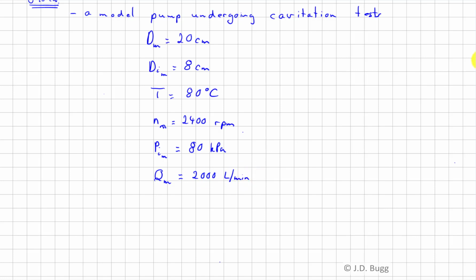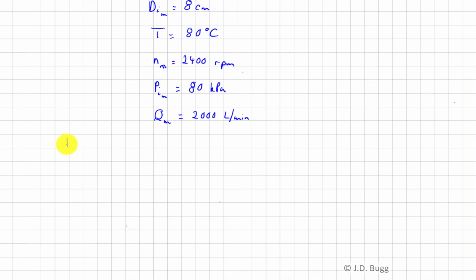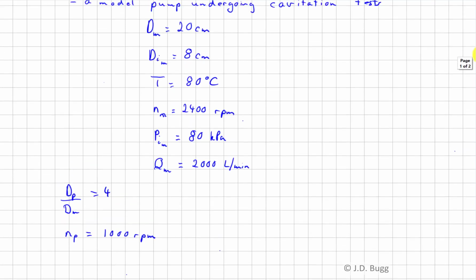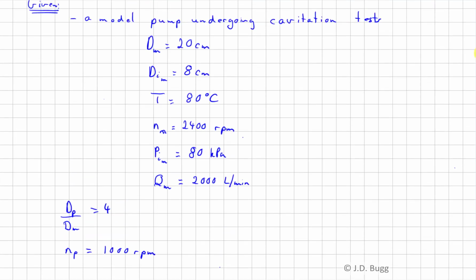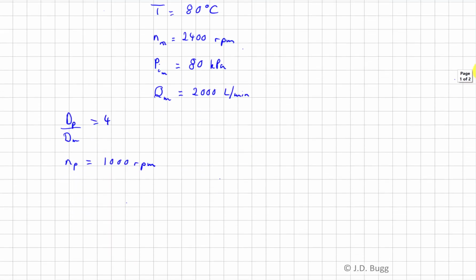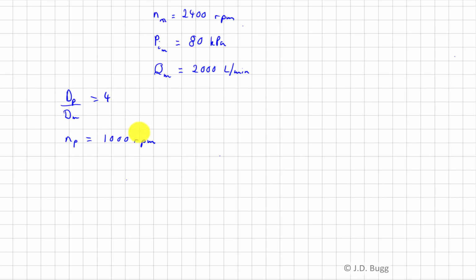Now, a couple other things that are given. We know the ratio of the diameter of the prototype to the diameter of the model is 4, and we know that the prototype is running at 1000 RPM. So that's our given information. Lots of information about the model being tested for cavitation, and a bit of information for the prototype. We know how big it is, and we know how fast it's running. So what we're asked to find is the required NPSH for the prototype.